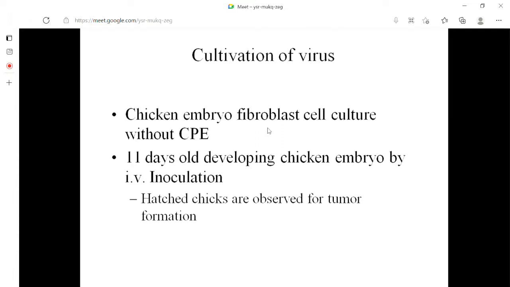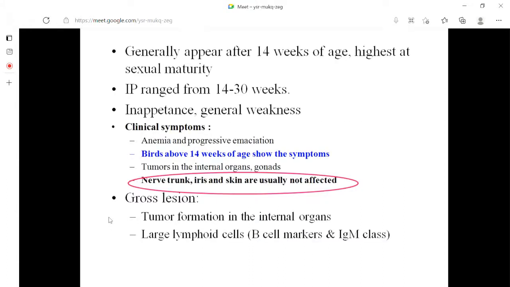Earlier, people tried 11-day-old embryos, where the virus inoculum was given intravenously. The hatched chicks were observed until sexual maturity for tumor formation. These are experimental things only. Diagnostically, it is not important. However, we can grow the virus in chicken embryo fibroblast cell culture.